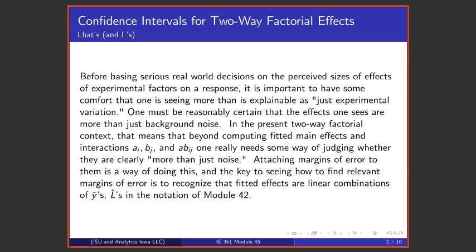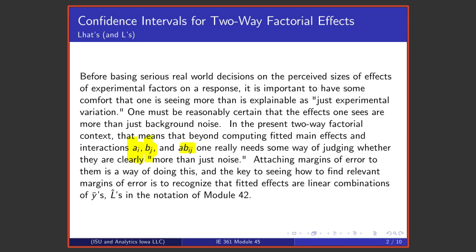The basic notion is that before one bases serious real-world decisions upon things like A main effects, B main effects, and AB two-factor interactions, one needs some level of confidence that what is computed is more than just some kind of estimate of noise, that there's clearly something going on, that an A main effect or a B main effect that one computes is more than just background chatter.